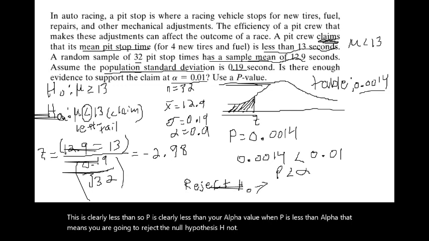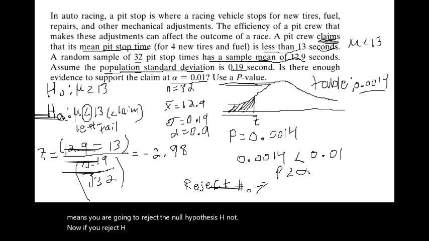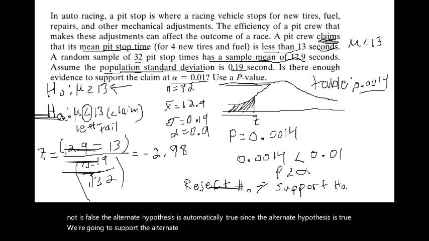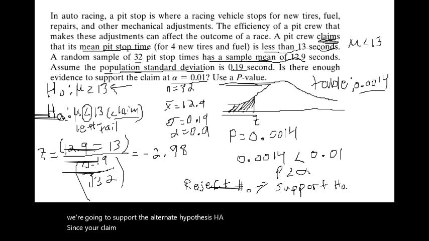Now, if you reject H0, that means H0 is false. So this claim right here was proven false. If H0 is false, the alternate hypothesis is automatically true. Since the alternate hypothesis is true, we're going to support the alternate hypothesis, HA. Since your claim was HA, that means there is enough evidence to support the pit crew's claim that the mean time is less than 13 seconds.